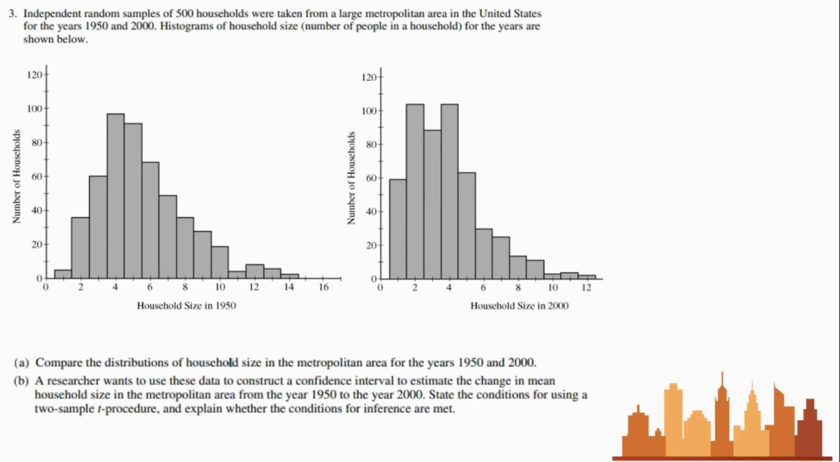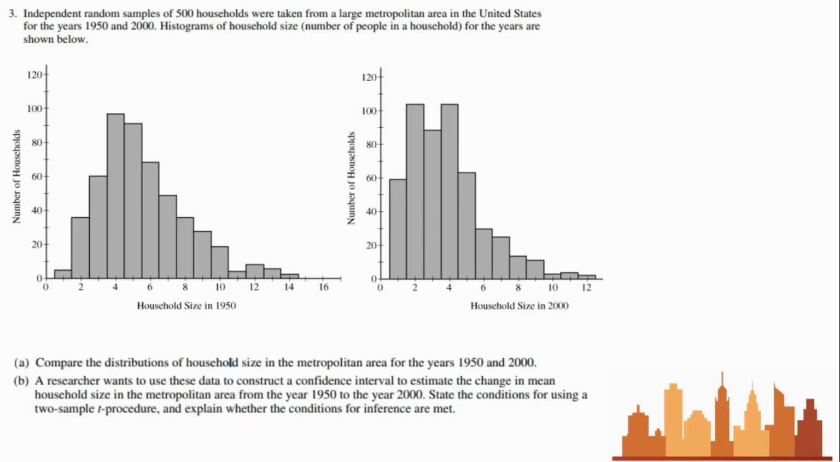All right, let's look at problem number 3. Independent random samples of 500 households were taken from a large metropolitan area in the United States for the years 1950 and 2000. Histograms of household size, that is, number of people in a household, for both years are shown below. For part A, we're going to compare the distribution of household size, number of people in the house, in metropolitan areas for the year 1950 and 2000. See if you can give enough information to satisfy part A.